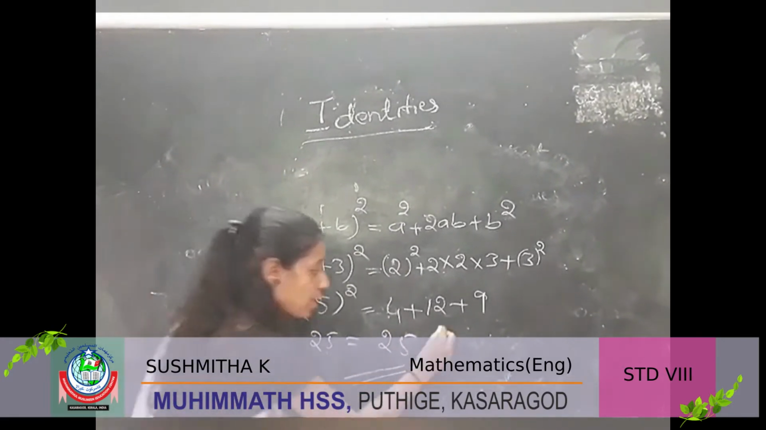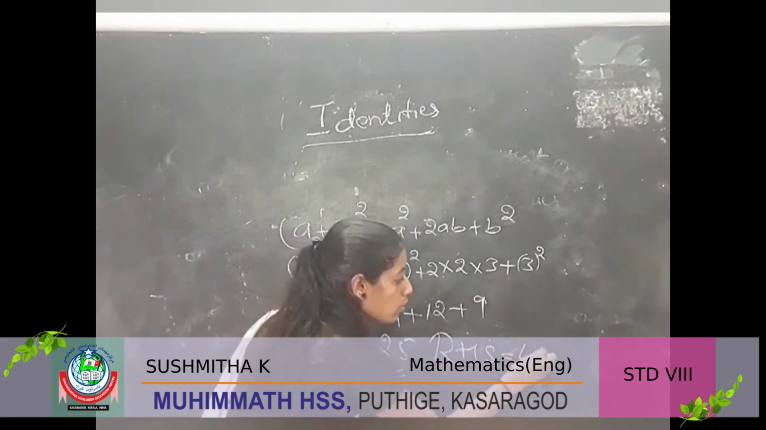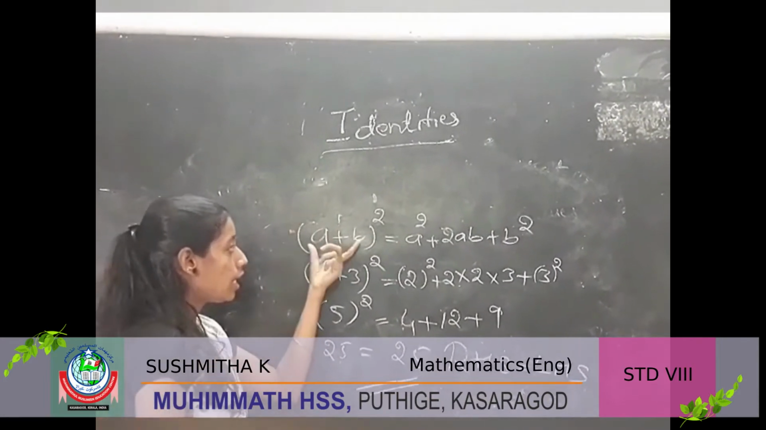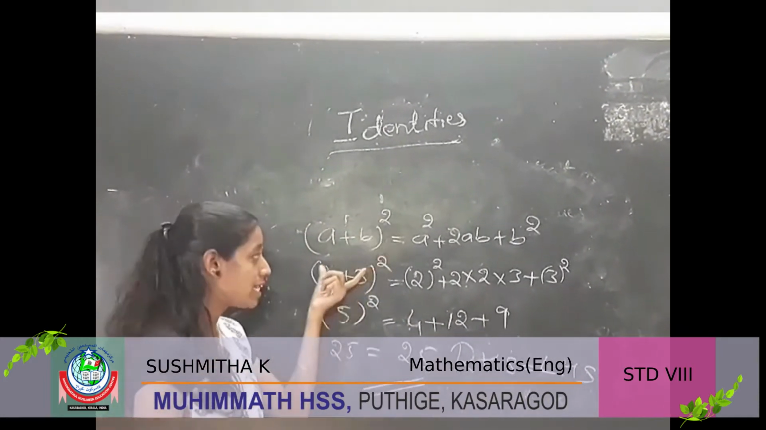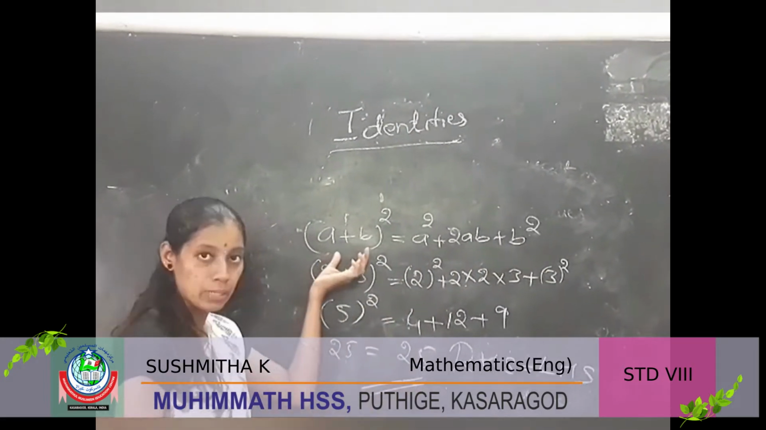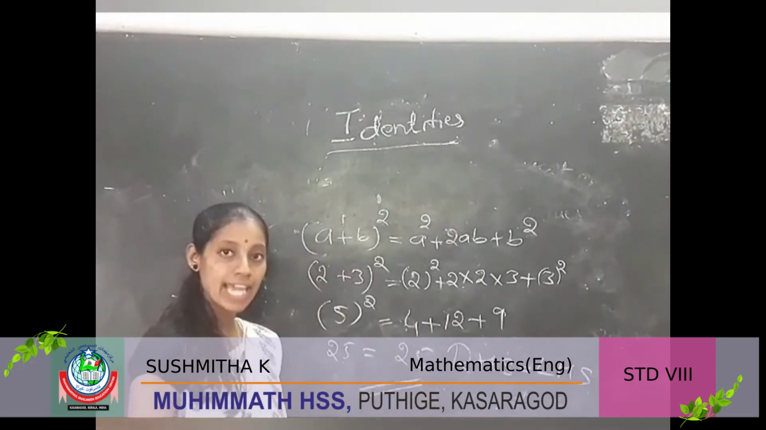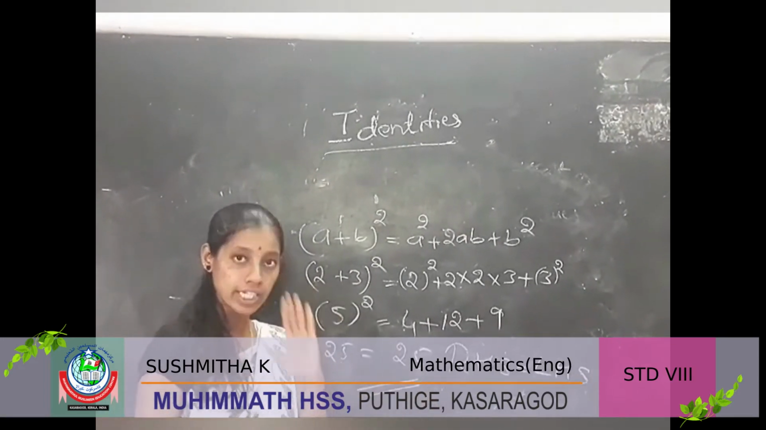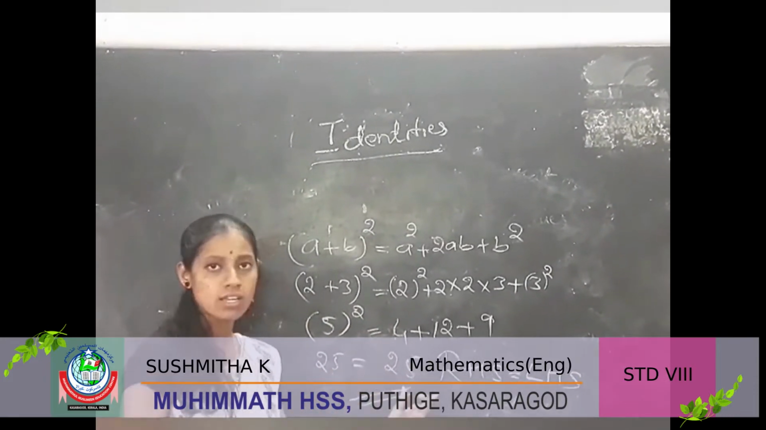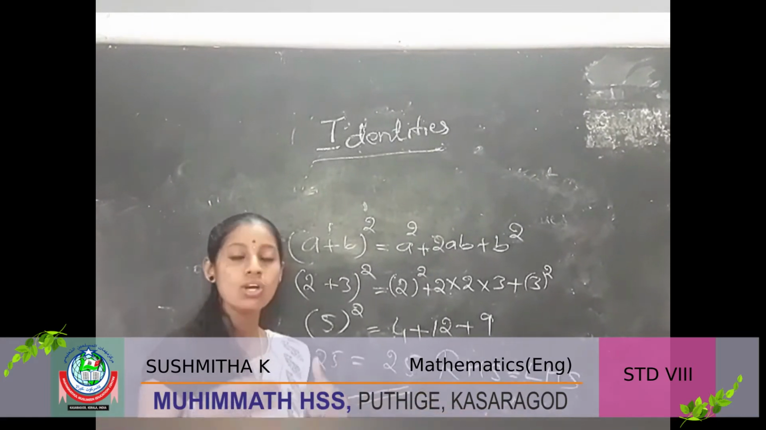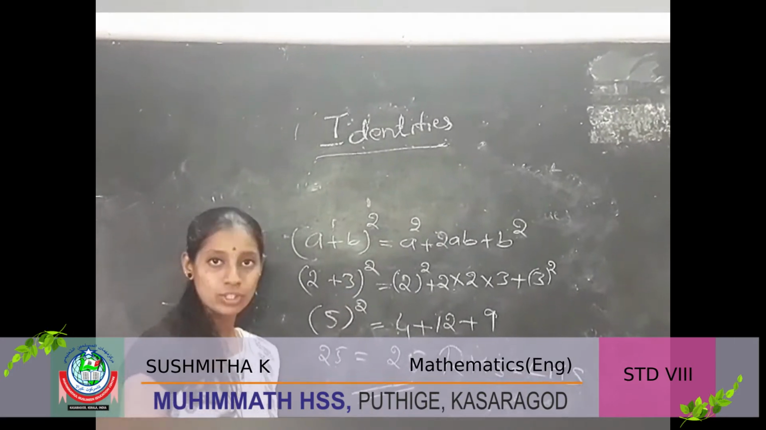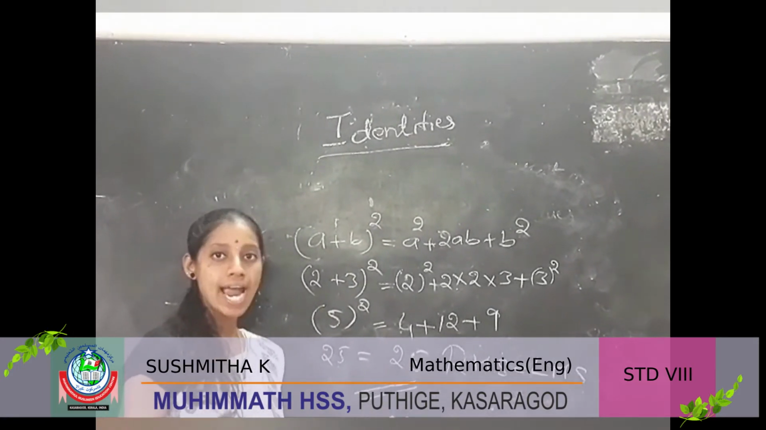So we can say that RHS is equal to LHS, or LHS is equal to RHS. In the equation a plus b the whole square equals a square plus 2ab plus b square, if we give any value to the variables, we will get equality. So we can say that an identity is an equality, and we can give any value to the variables, and RHS will be equal to LHS. In this chapter we are going to study this type of question. So it is called identities.